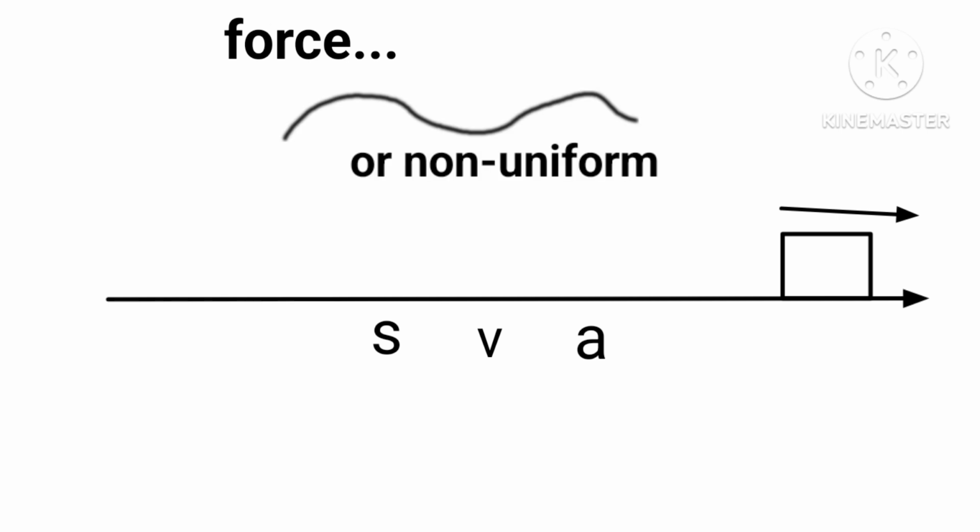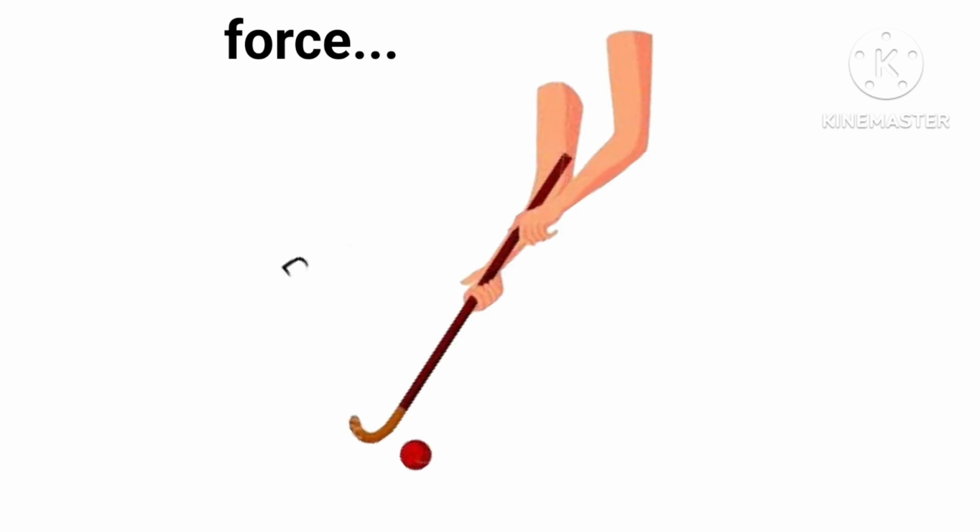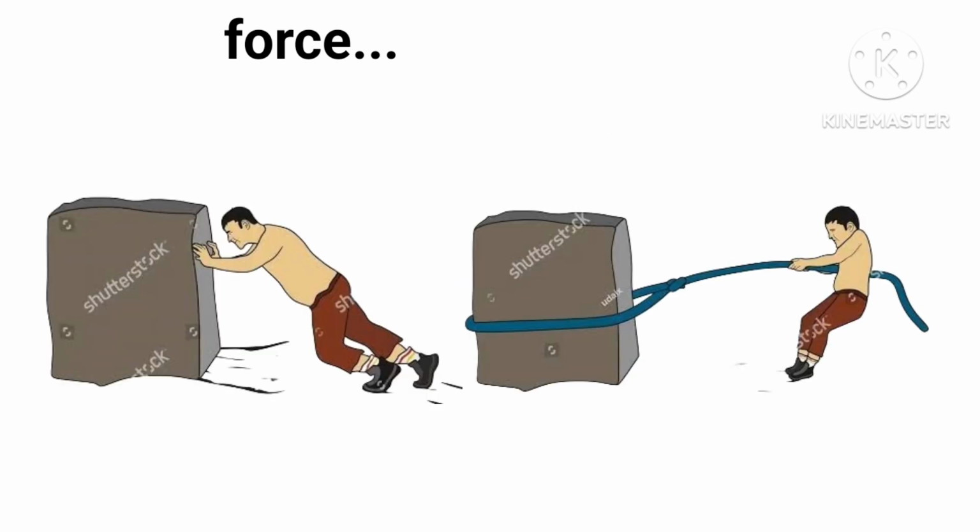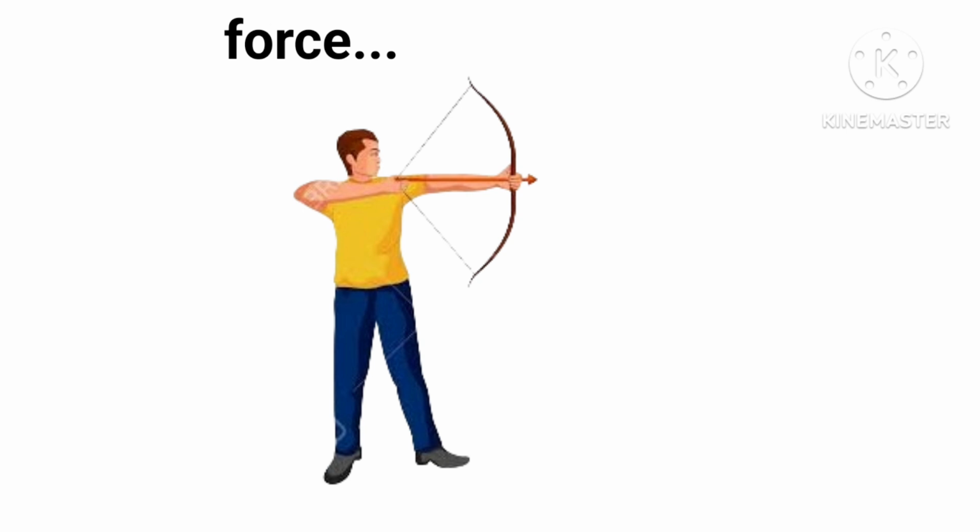Let us now see what happens when we hit a ball on the ground: it moves and stops. When you push or pull a box by exerting a force, it moves and stops. Here, when we pull the string of a bow.